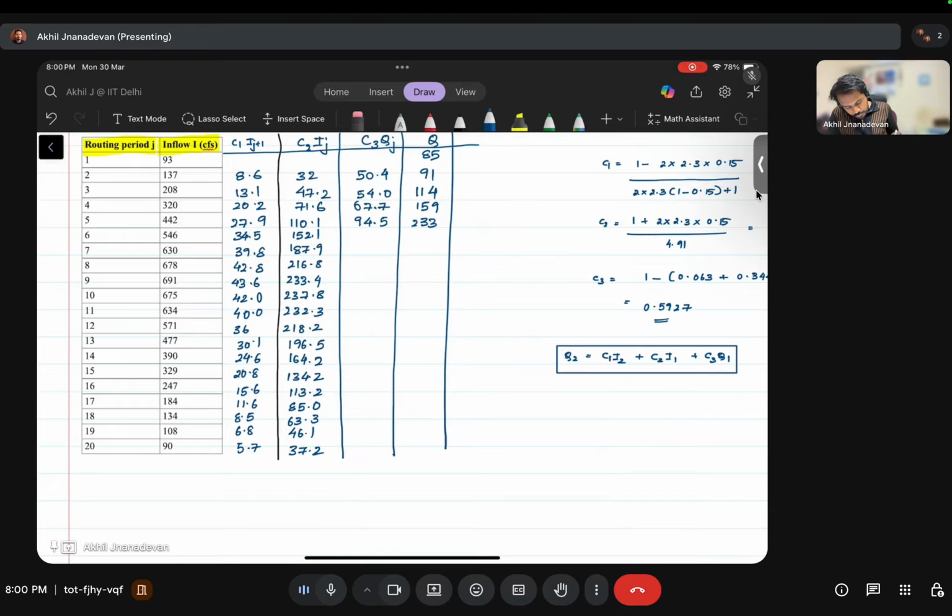And C3 Q, this will be 1 multiplied by the previous Q. After 94, it is 137.8, 192.3, 248.9, 301.4, 342.8, 369.4, 380.4, 337.1, 357.3, 323.6, 283.7, 244.5, 202.2, 162.4, and 127.6. Next, we just have to add all the three terms to get Q.